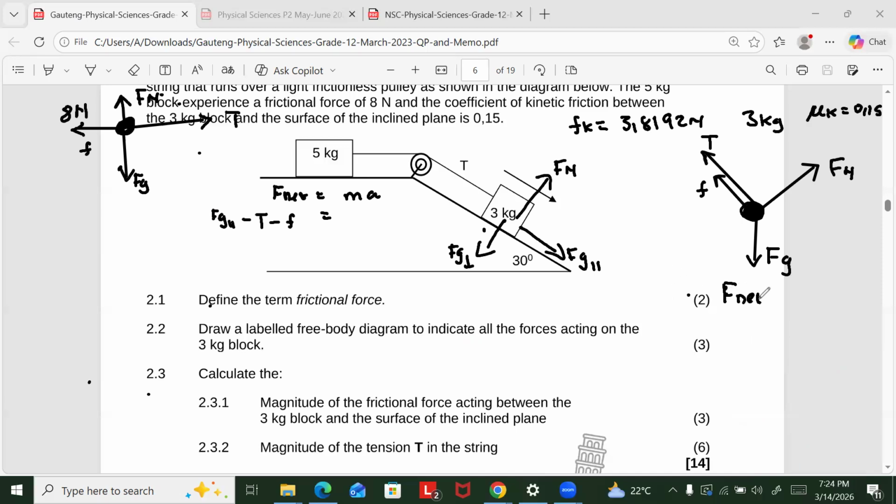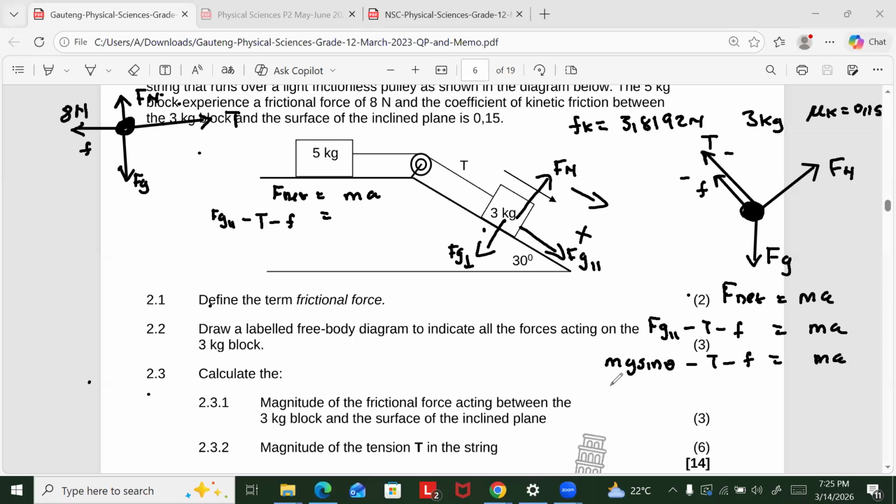Fnet is equal to ma. Since the block is going down, the forces down are positive. Frictional force is negative, tension is negative, Fg parallel is positive. So Fg parallel, minus tension, minus frictional force is equal to ma. Fg parallel is mg sin theta, so mg sin theta minus T minus F is equal to ma.